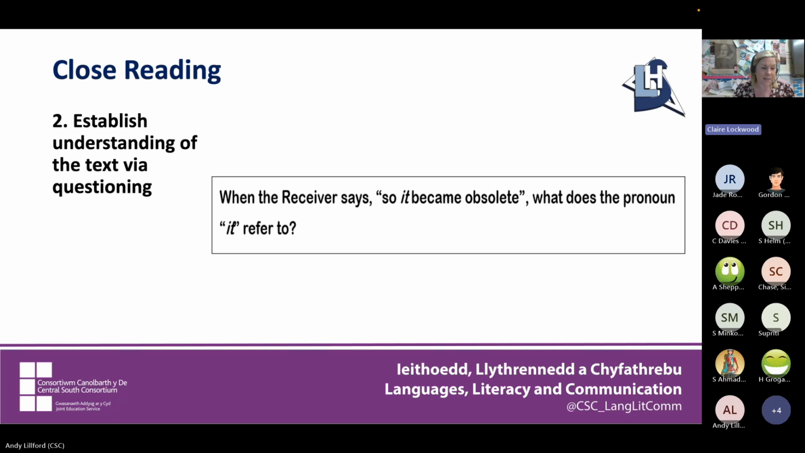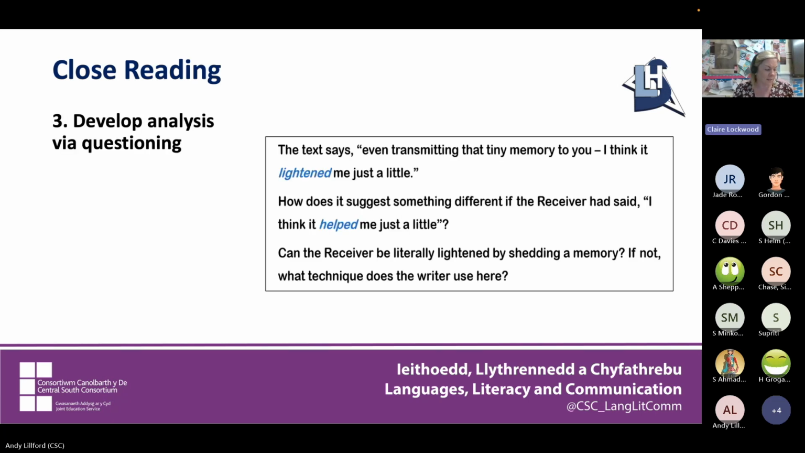And the next stage of that is developing analysis via questioning. So we can see here some examples from a text, again the same text, The Giver, that we teach in year 8. The text says, "Even transmitting that tiny memory to, I think it lied to me just a little." And what we've now done is change it up. We want them to focus on that word "lightened," but rather than just asking them what does lightened mean, or how does it work, we give them an alternative. We show them that "lightened" and "helped" could be used in that same sentence and have a similar context, but we're then asking them to try and understand what the difference is between using the word lightened or helped.